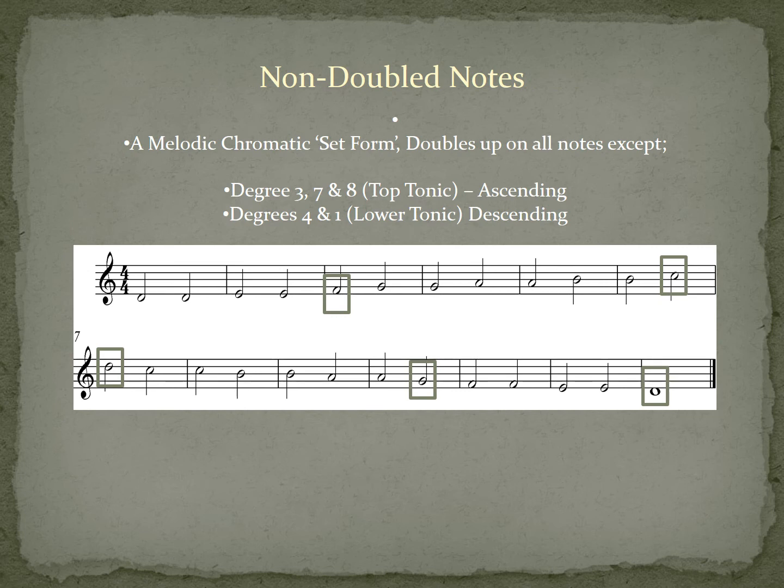Now this time, we're going to double up on all the notes, but not like the harmonic scale. This time we have a different doubling up on the ascending scale than it is descending. So the ascending scale, you will double up on the 3rd, the 7th and the 8th. And on the degrees coming down that are not doubled is going to be just the 1st and the 4th. So ascending is 3, 7, 8, descending is 4 and 1.